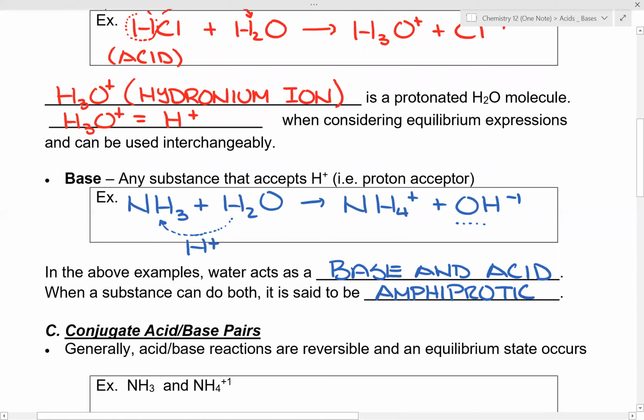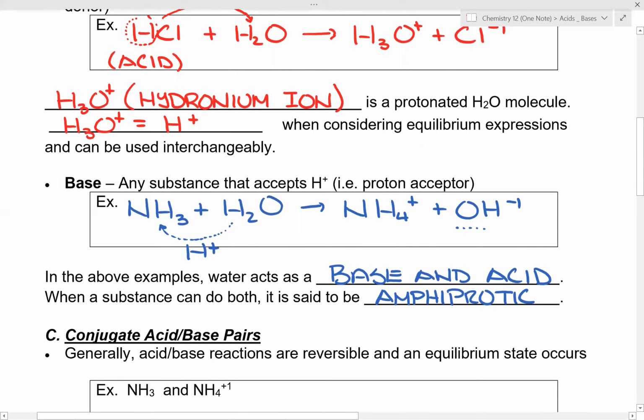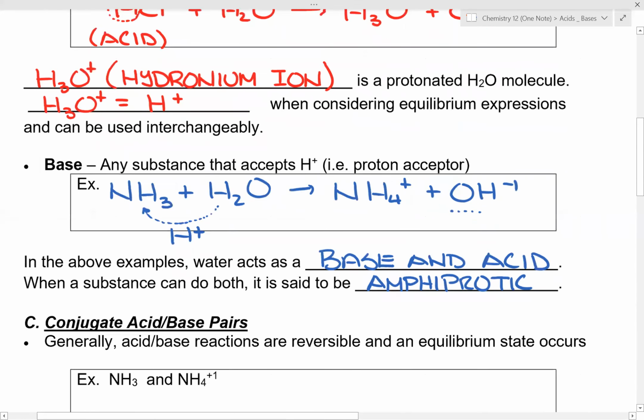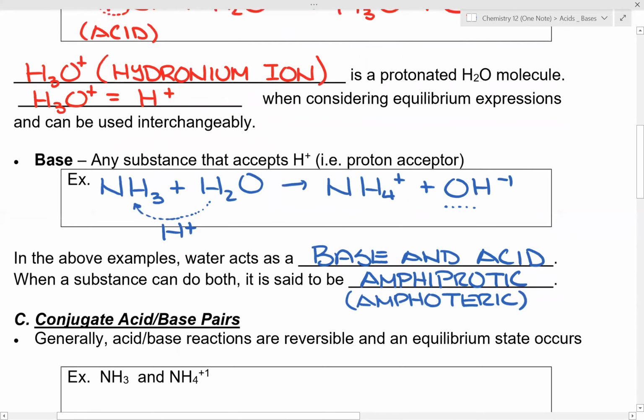Okay, when something is amphiprotic, that means it can either accept or donate a proton. Now, there is another general term for a substance that can act as a base and an acid. It's called amphoteric.